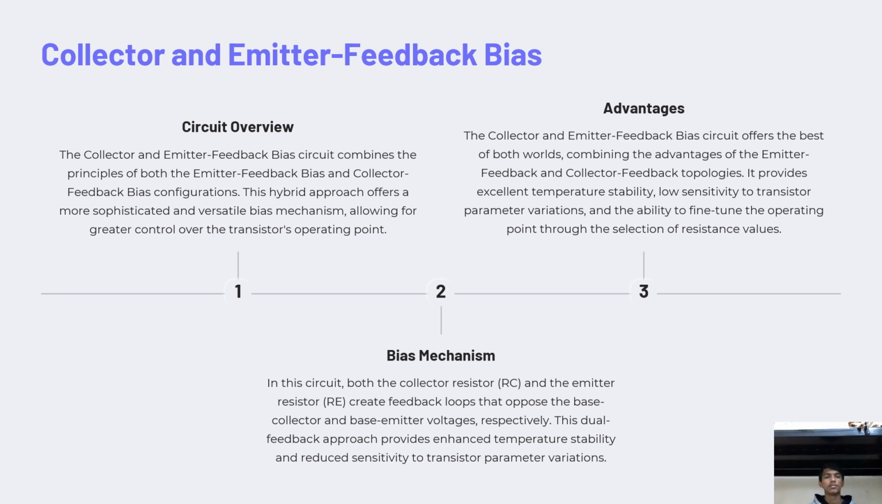Bias mechanism. In this circuit, both the collector resistor and the emitter resistor create a feedback loop that opposes the base collector and base emitter voltages respectively. This dual feedback approach provides enhanced temperature stability and reduced sensitivity to transistor parameter variation.